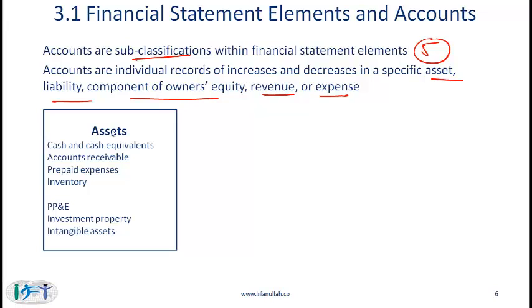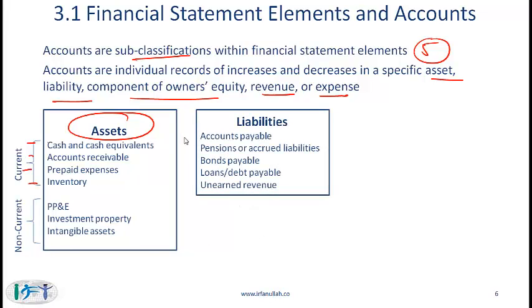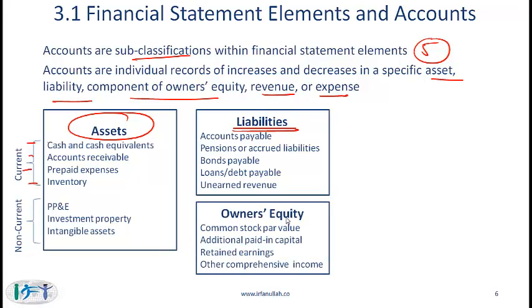Let us take a look at some examples. As we've discussed, assets are a financial statement element. Within assets, we can have several accounts, such as cash and cash equivalents would be an account, accounts receivable is another account, and so on. Listed in the top segment are current assets, and over here we have non-current assets. Here are examples of some accounts that fall under the liabilities category. Owner's equity is a residual interest, and here are some categories within owner's equity.